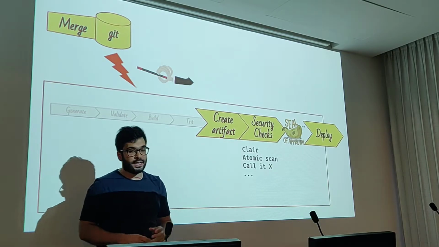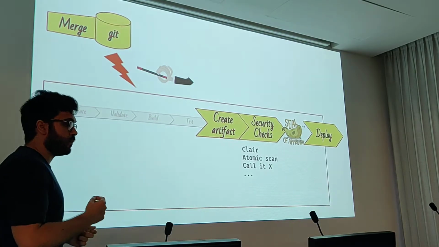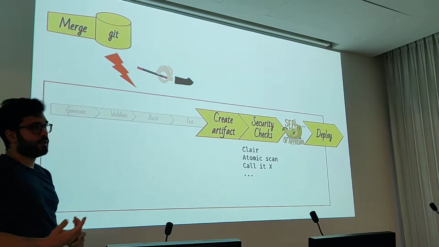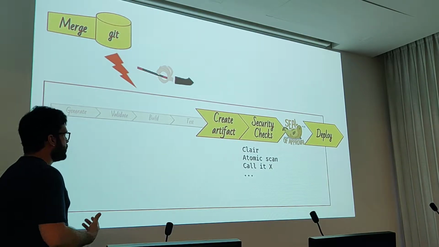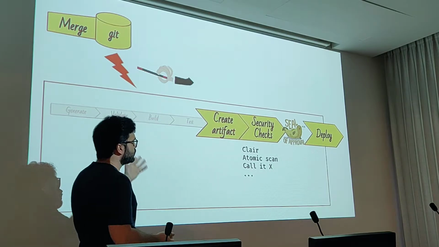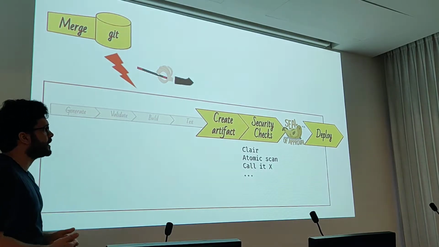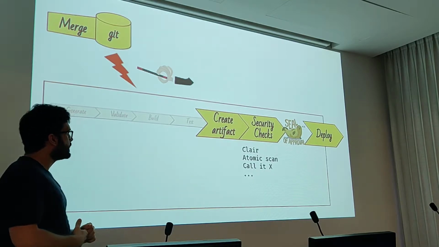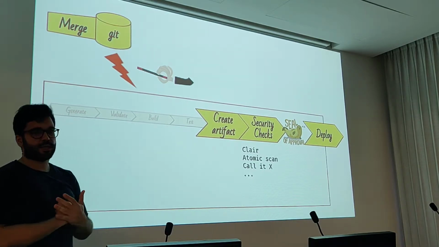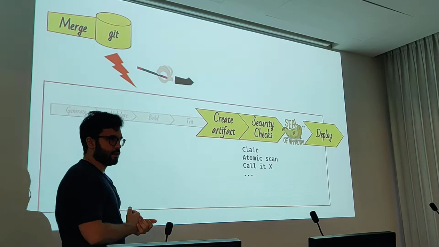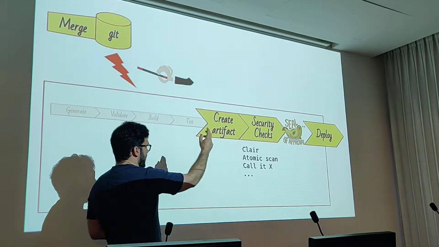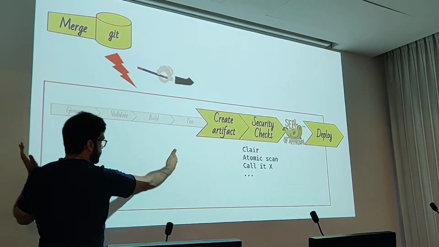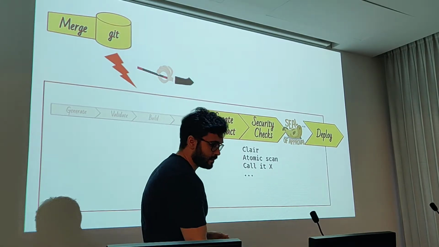In this case, we create an artifact that, for the sake of the demo that we are going to have later, is going to be a Docker image. And we do some security checks on it. You have some tools for it, maybe Clair, maybe Atomic Scan. In the bank, we are using some internal tools for that. And when we have the seal of approval from security, that is the moment that we decide to deploy, okay? So I say seal of approval of security, but really it's the seal of approval of all this process. I was checking a lot of things.